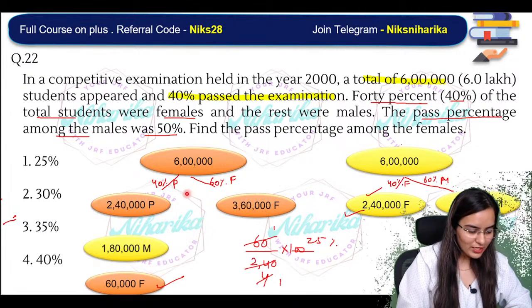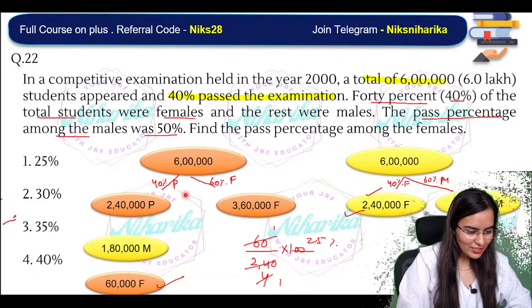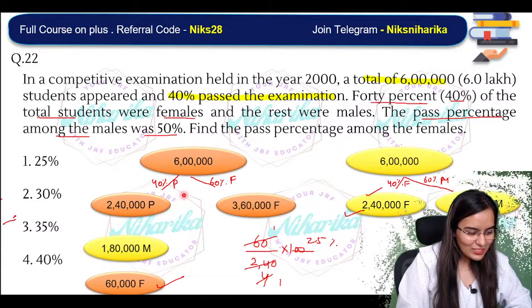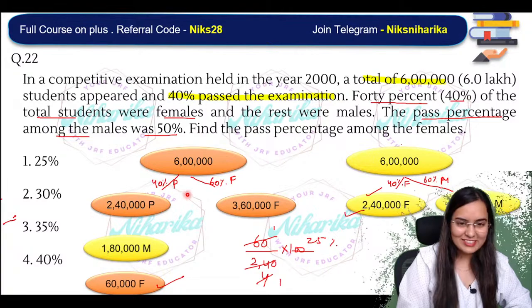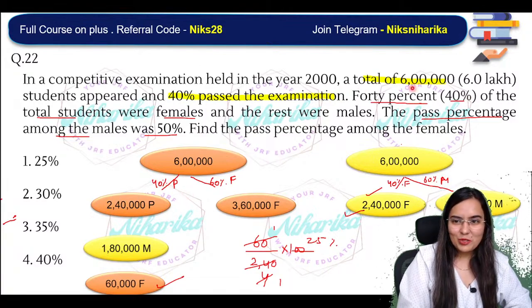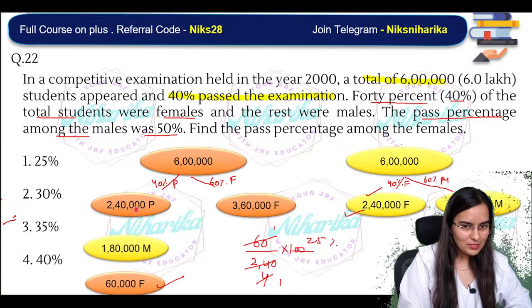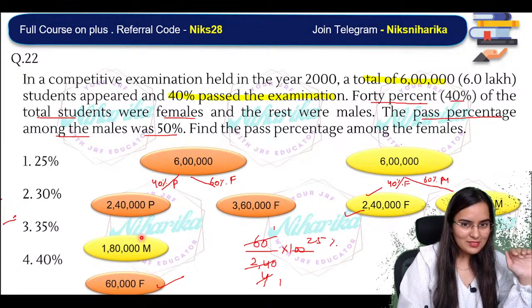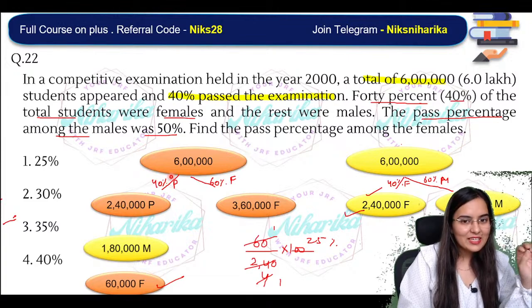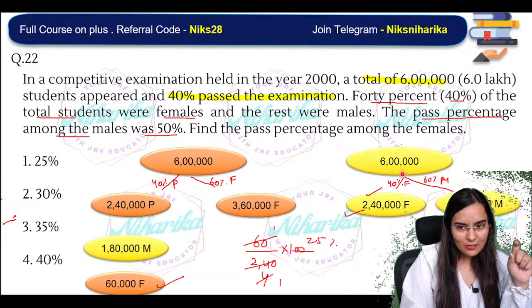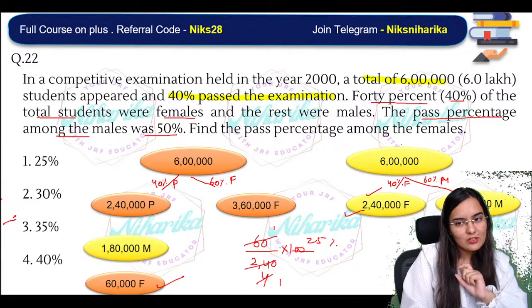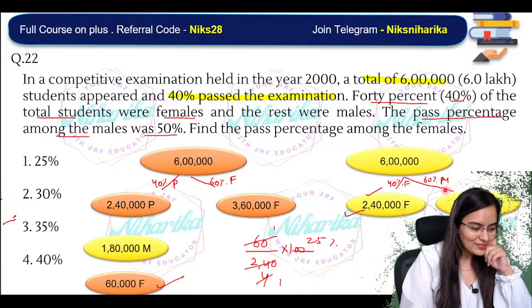Ma'am, whole is 40, 240. Whole is 40. Will we not take 50 of 40? No, I'm not getting your question. See, students appeared, 40% passed. Out of this, 40% are not male or female. 40% are passed. And of the total students, 40% are female and 60% are male.